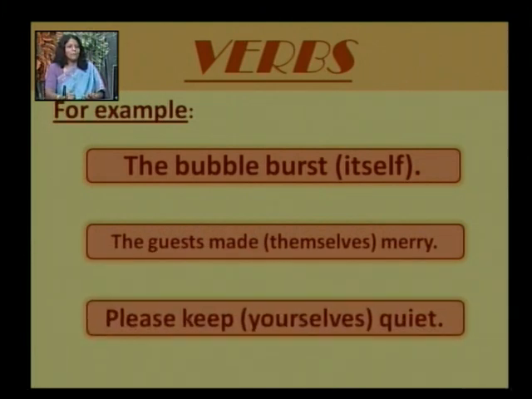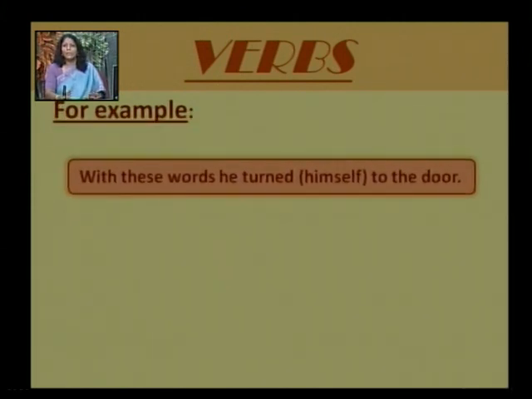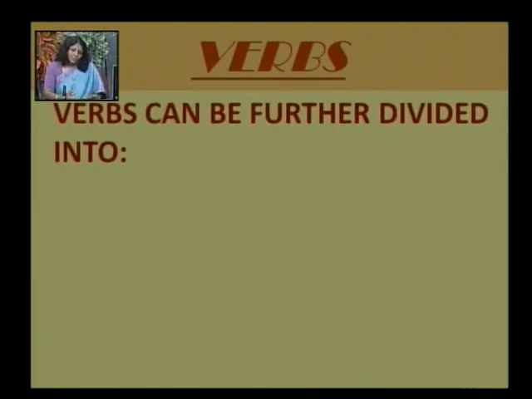Next, please keep quiet, and the implied thing is yourselves. Then you have, with these words, he turned to the door. He, himself. Then you have, the Japanese feed chiefly on rice. That is, themselves. So that was the end for that particular part where I discussed the reflective verbs, reflective pronouns.